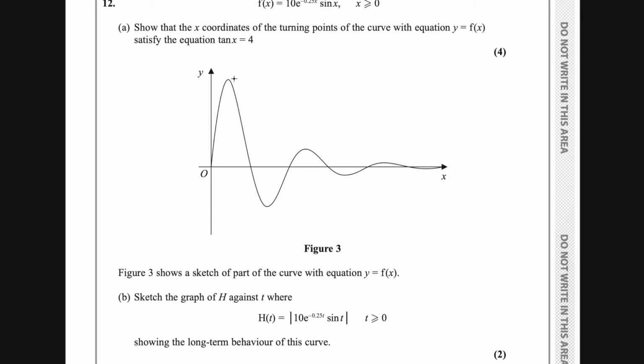And because we're asked to find the x-coordinates of the turning points, okay, these are the turning points here, what we're going to do is in essence work out where the gradient is 0. Wherever the gradient is going to be 0, in other words, when the differentiated equation is going to equal 0, those points are the x-coordinates. And what we're going to identify is the fact that these x-coordinates satisfy the equation tan x equals 4.